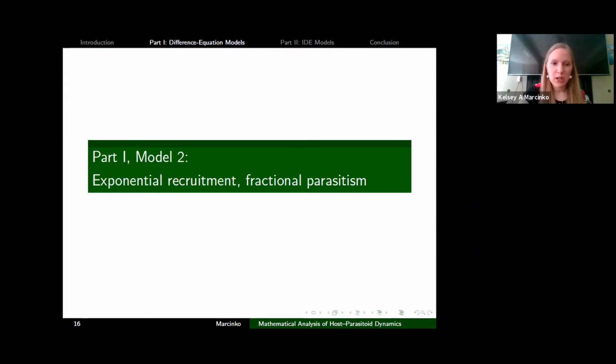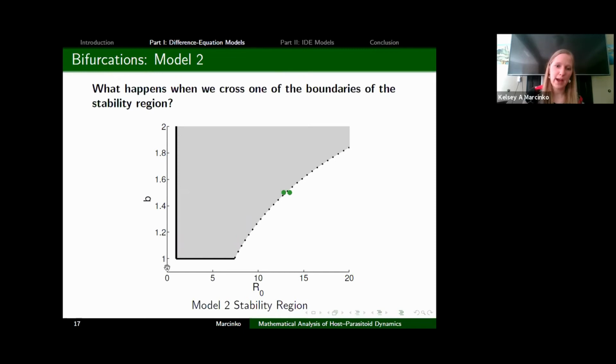So let's take a closer look at model 2, which is the exponential recruitment with the fractional parasitism. If we go back to our stability region here, I'm going to show you on the next slide, in the host-parasitoid space, what the attractors in the system are if I have this particular green dot, which is just inside the stability region, and then what type of dynamics I get when I violate the second Jury condition, when the parameters are just outside.